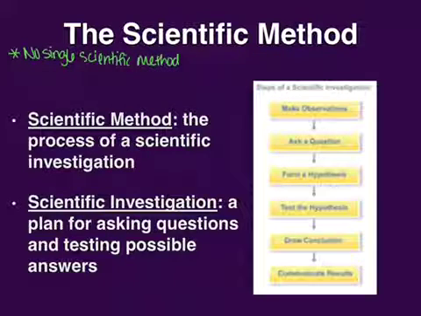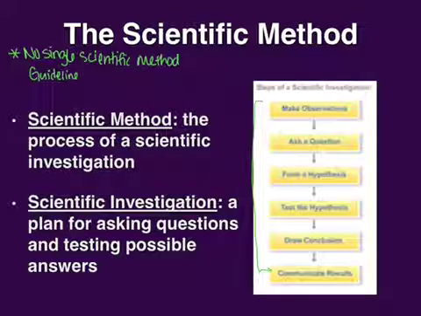So the scientific method is more of a guideline than a set in stone kind of rules. These are the 6 steps of the scientific method, and scientists can do them in any order. They could repeat steps, or they could totally skip steps as well. The scientific method incorporates scientific investigations, and this is a plan for asking questions and testing possible answers. So how are we going to actually come to a conclusion?